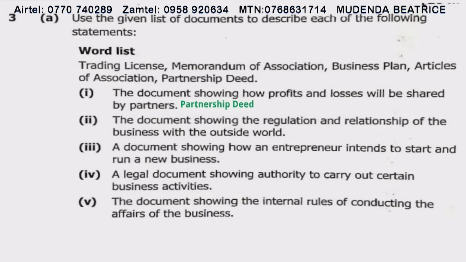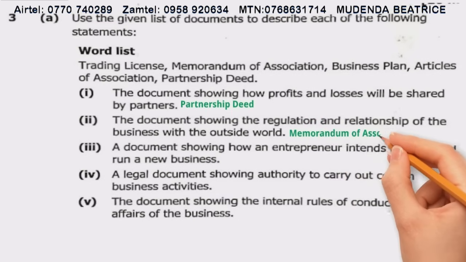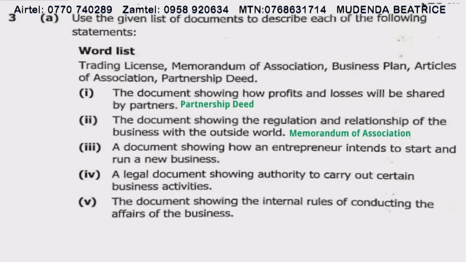We come to statement 2, which is the document showing the regulation and relationship of the business with the outside world. That is memorandum of association.